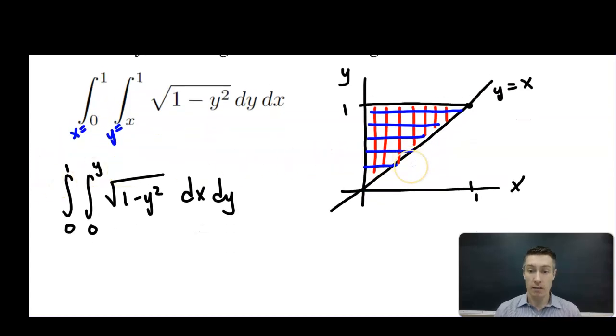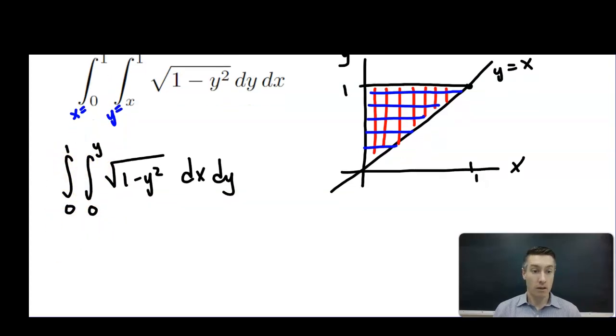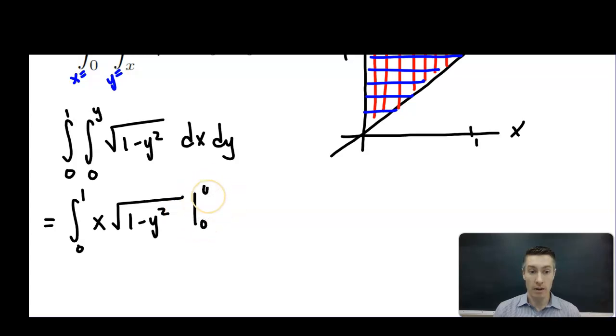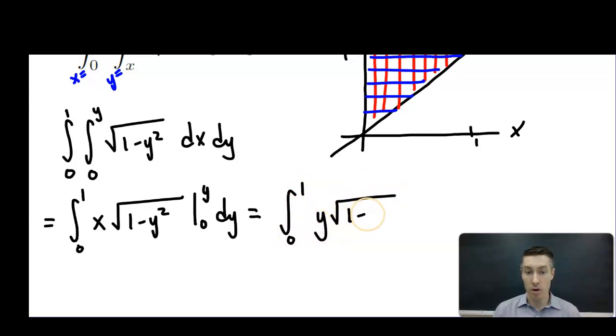And then redefining now as a type 2 region, we have the double integral square root of 1 minus y squared still, dx dy. And now x is going from 0 to y, and y is going from 0 to 1. So integrating with respect to x becomes much easier. There are no x's in the function, so we just get 0 to 1, x square root of 1 minus y squared. Evaluate that from 0 to y dy. So integral from 0 to 1 of y square root of 1 minus y squared dy.